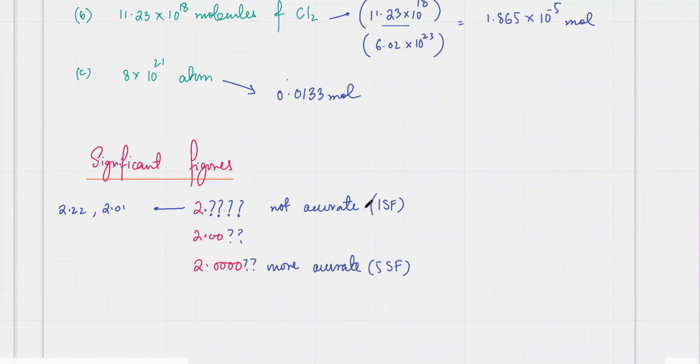So is this point clear? What was the difference between the 3 values? Okay, is this clear to everyone? Yes. Okay, so first thing, significant figures, they represent the accuracy.